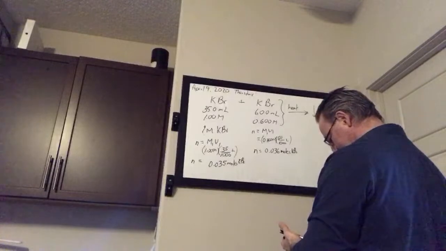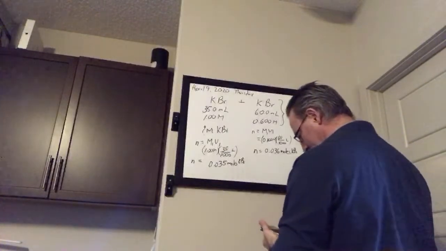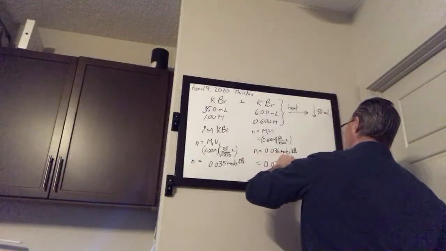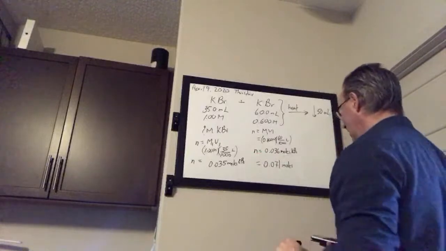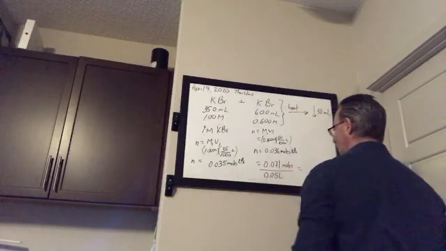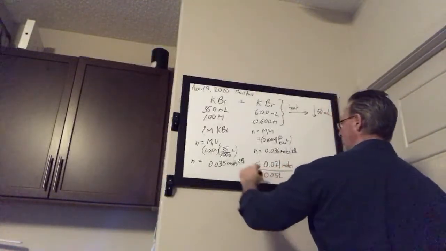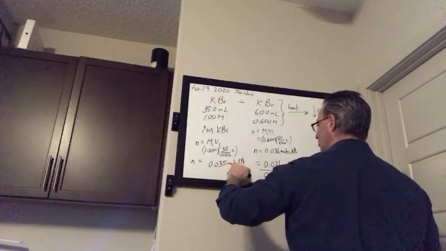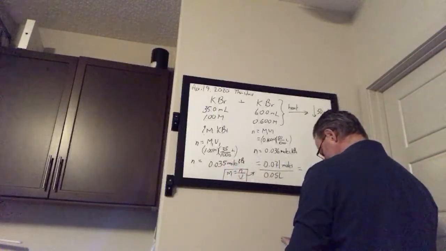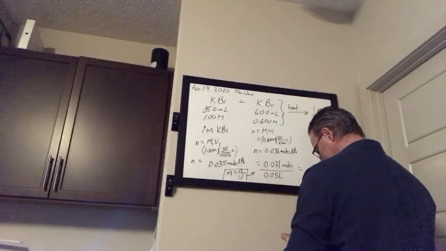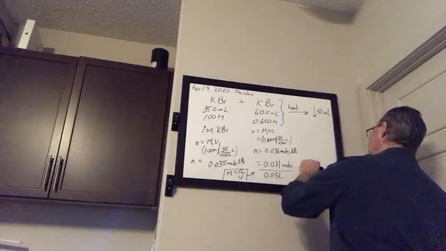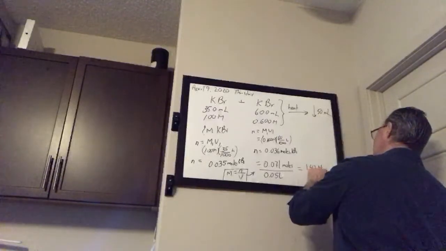So 0.035 plus 0.036, 0.071. Should have done that in my head. That was embarrassing. 0.071 moles of KBr, and it comes to a volume of 50. So divide by 0.05 liters to get your final concentration. Because remember that molarity is equal to the number of moles over the volume. That's what you're doing over here. Divide that by 0.05, and what you get is 1.42 molar of KBr.